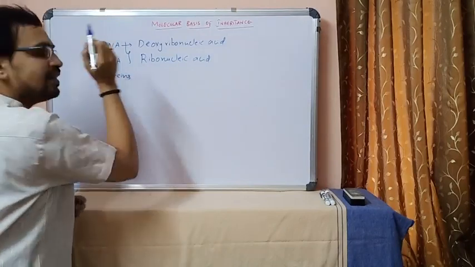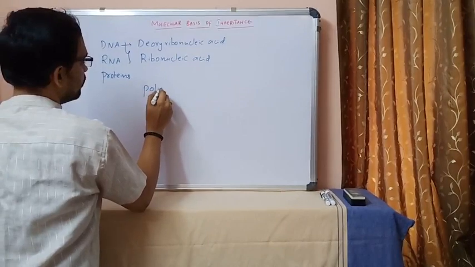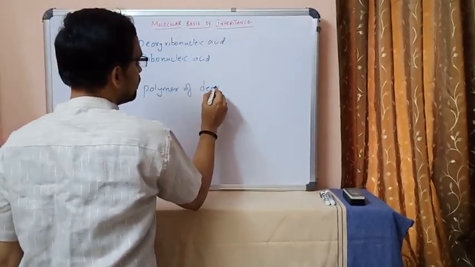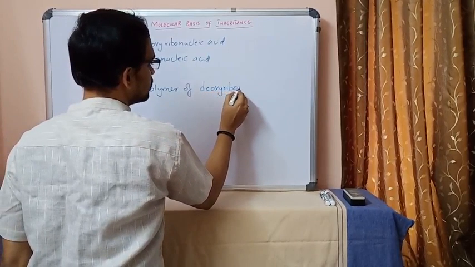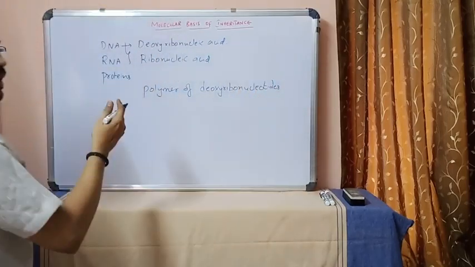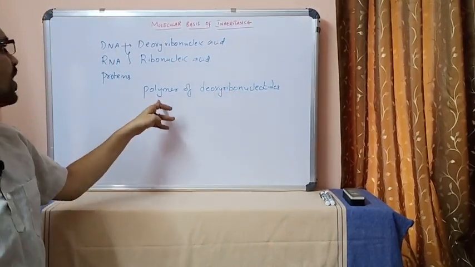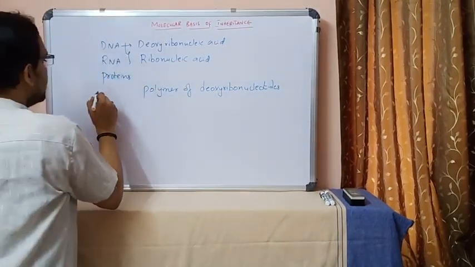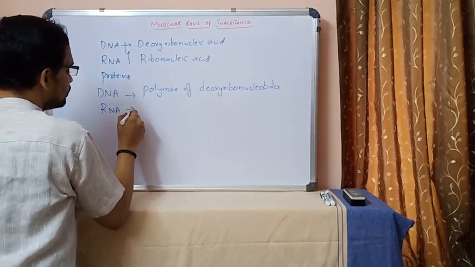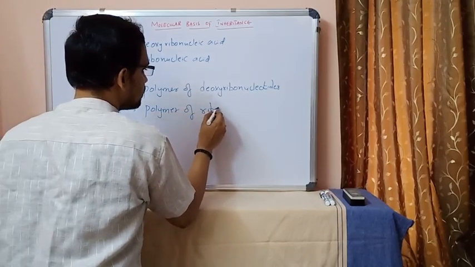Then how can you define the DNA? DNA is a polymer of deoxyribonucleotides. So here is a stretch of deoxyribonucleotides, or chain of deoxyribonucleotides, which is nothing but DNA. RNA is a polymer of ribonucleotides.